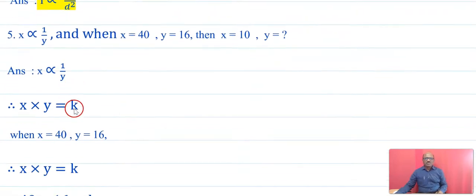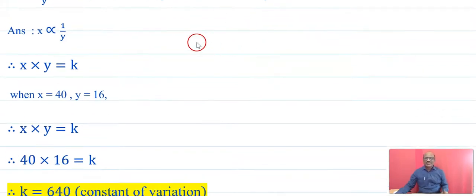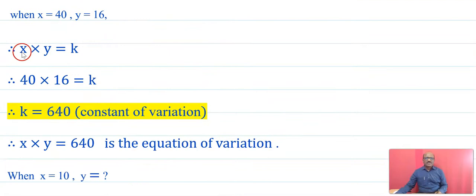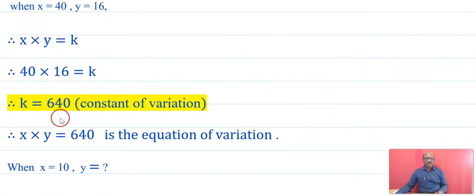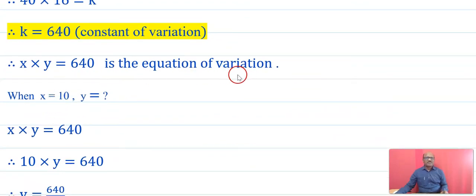Now next problem number 5. X is inversely proportional to y. When x is equal to 40, y is equal to 16. Then find the value of y when x is equal to 10. Now x is inversely proportional to y, and therefore it is written as x is equal to k upon y. Therefore the equation of the inverse variation is x into y is equal to k. When x is equal to 40, y is equal to 16, substitute the values. Therefore you will get k is equal to 640. X into y is equal to 640 is the equation of the variation.